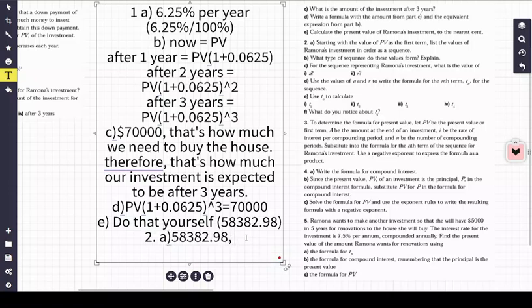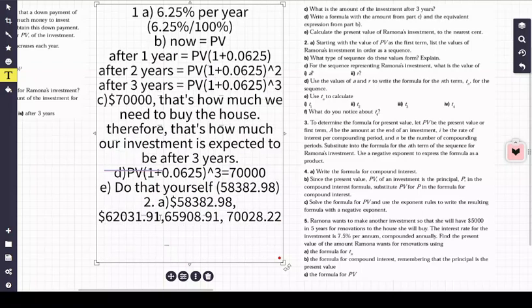So you will get 1 times 1.0625 again. You're going to go ahead and get 65908.91. And finally, you multiply by 1.0625 one last time, and you're going to get 70,028.22 cents. So this is all of the present values, well, all of the values in sequence.